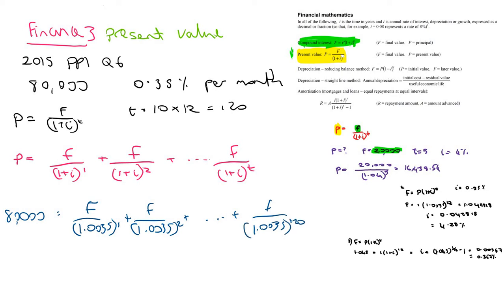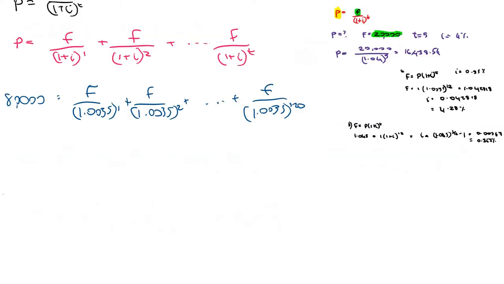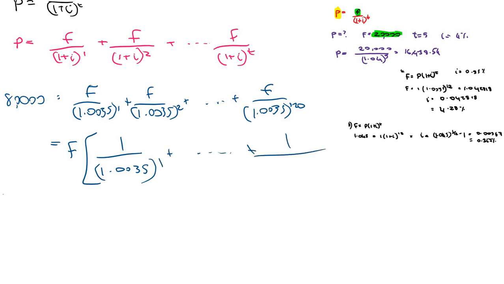Now, instead of using f there, we could just call this the repayment amount A, which I'm going to do in another video when we talk about the amortisation formula. But hopefully what you see is if I factorize f out of all of these, what I've got is a geometric series. So I've got f outside of 1 over 1.0035 to the 1, plus all the way up to 1 over 1.0035 to the power of 120.